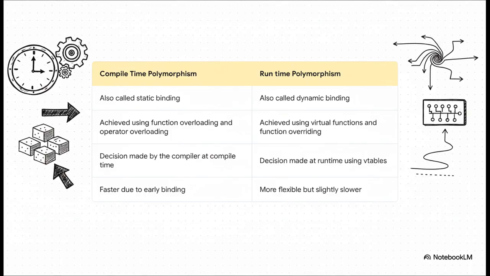All right, let's put these two head-to-head so you can really see the difference. On one side, you've got compile-time polymorphism. It's static, you get it through overloading functions and operators, the compiler makes the call early, and it's super fast. On the other side, you've got runtime polymorphism. This one's dynamic, achieved with those virtual functions and overriding. The decision is made late while the program is running, and that makes it way more flexible, even if it has a tiny, tiny performance cost.